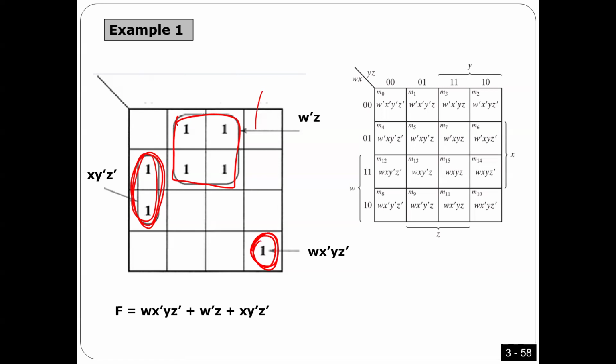Some students may make one redundant group by taking these 2. You don't need that, you already covered this one. So why cover them again? These 2, this one and this one, are already covered in groups. If you make another group, you are going to have a redundant term here. Any questions?